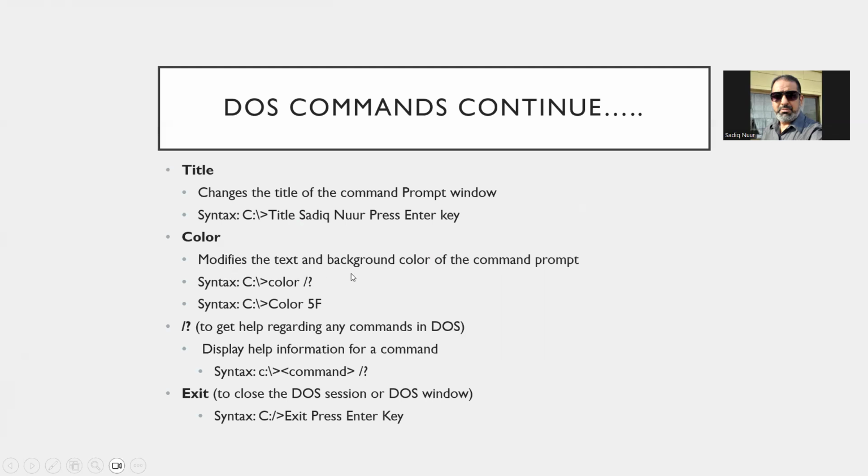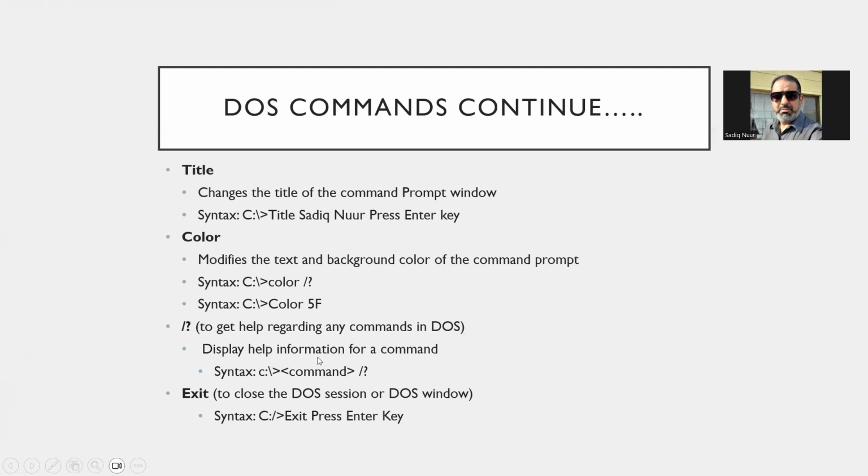Color modifies the text and background color of the command prompt. If you want to change the background and text color of your DOS command prompt window, you have to use color. If you don't know what the codes are, you can get help. To get help, use slash question mark: color space slash question mark. Once you figure out what colors you want for the background and the text, you type color 5F and so on.